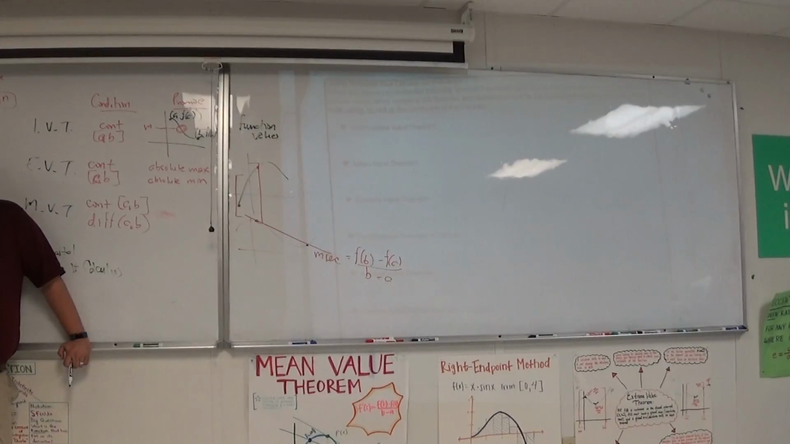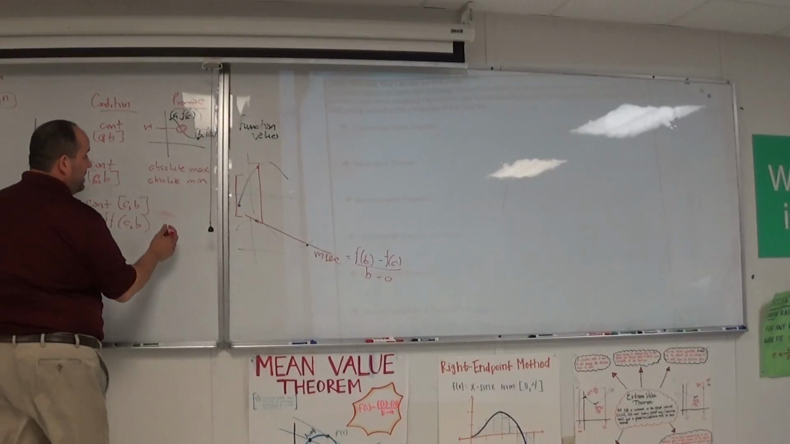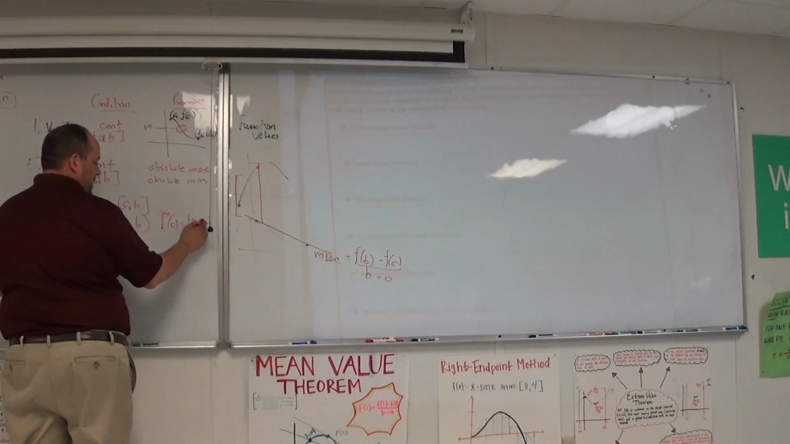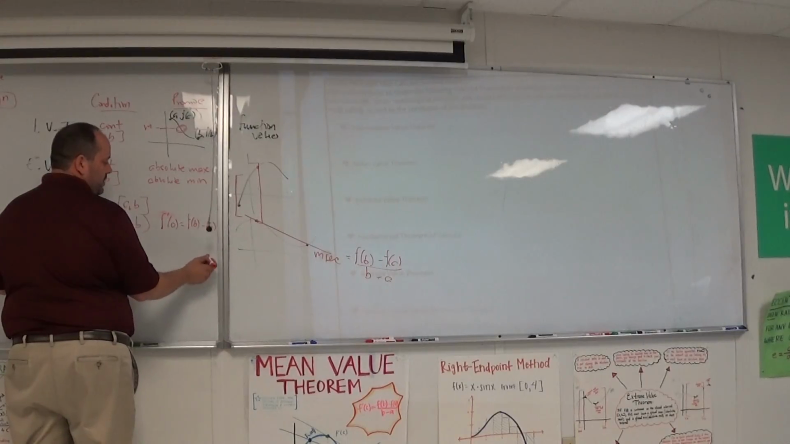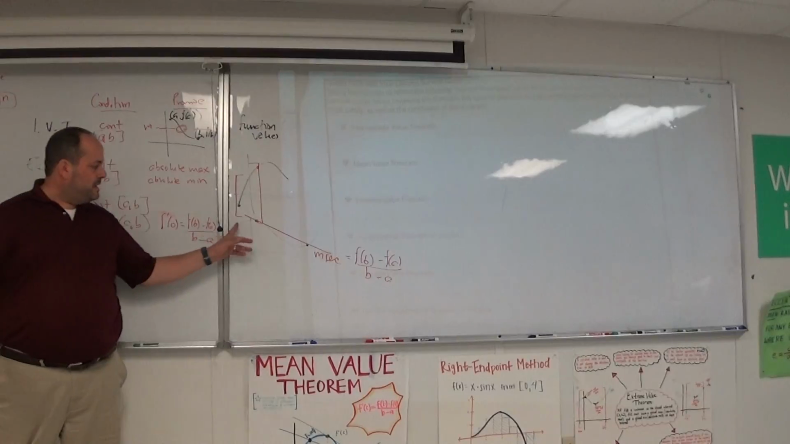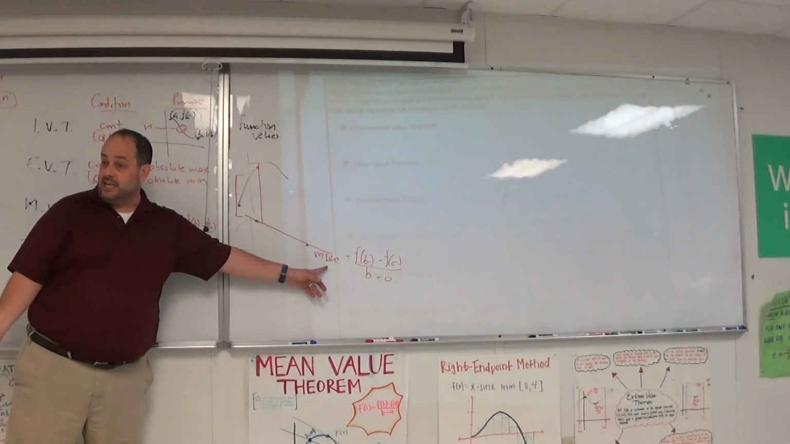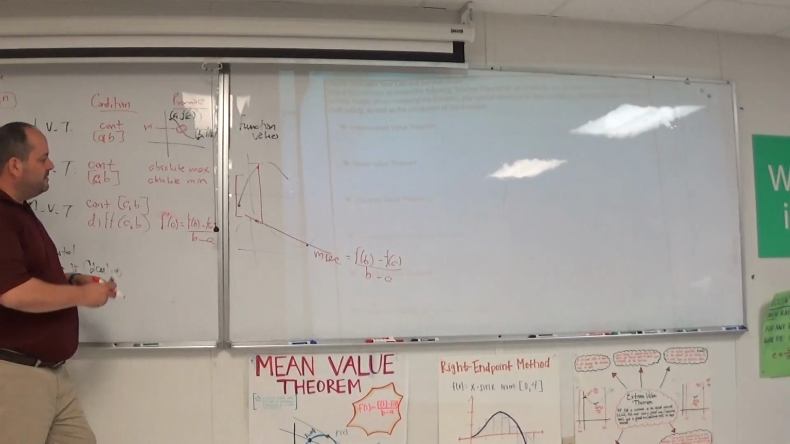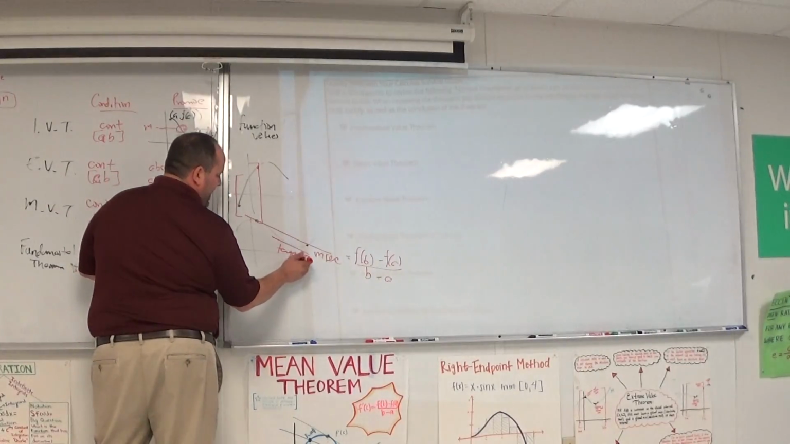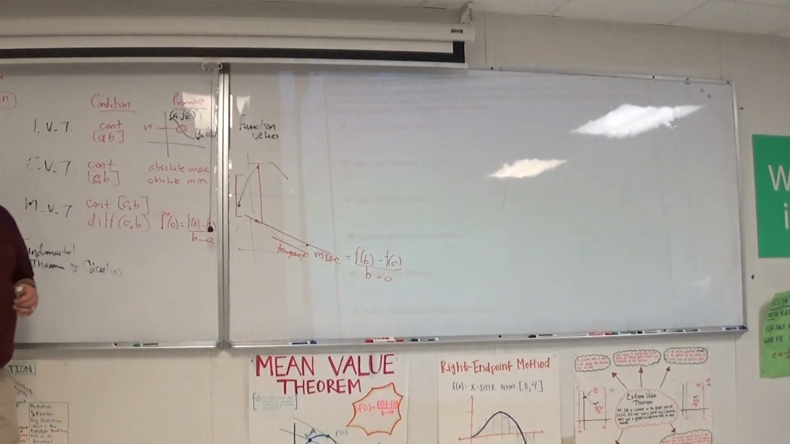You guys have it in your notes. What does the MVT promise you? Something about f prime of c equals f of b minus f of a over b minus a. f of b minus f of a over b minus a is the slope of the secant line. f prime of c, you're saying that's a place where your tangent line has the same slope.